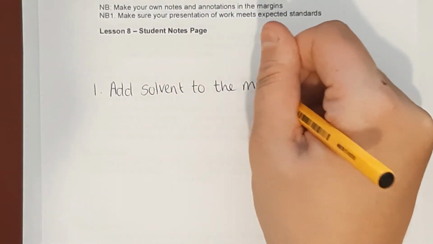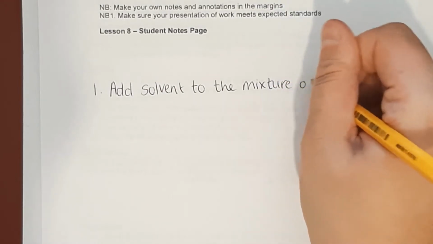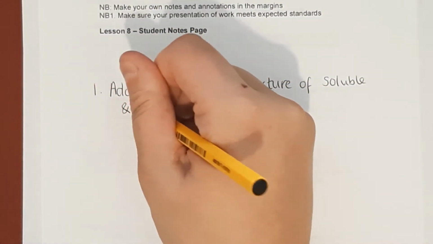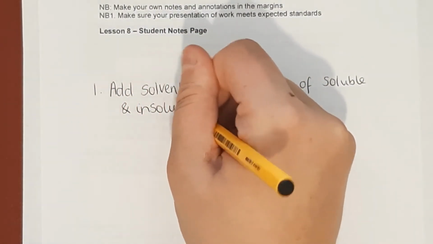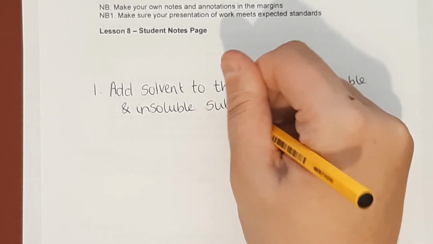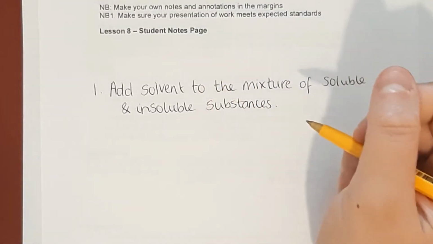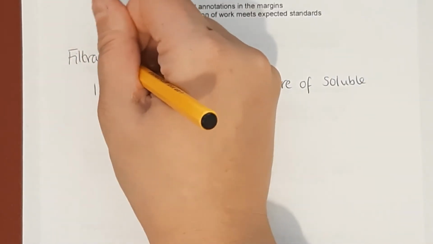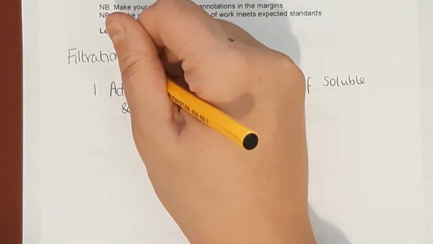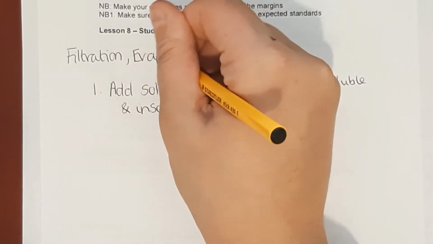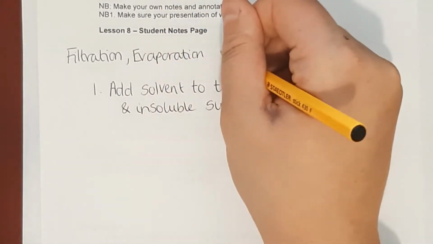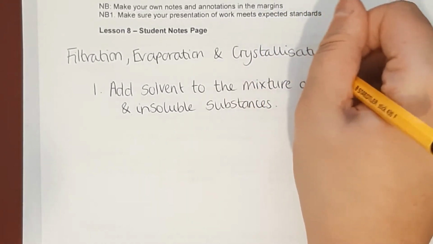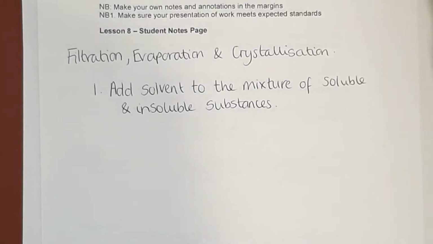to the mixture of soluble and insoluble substances. I'm going to give this a title. This is going to be Filtration, Evaporation, and Crystallization. And I'm going to underline that with a ruler.